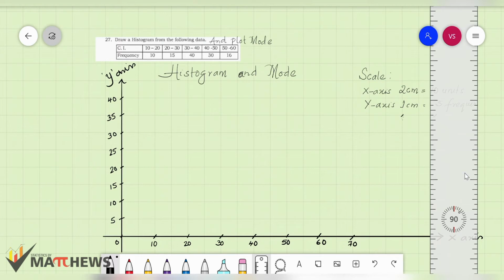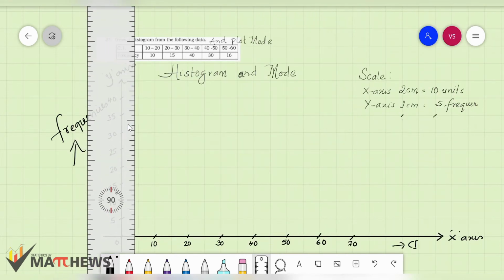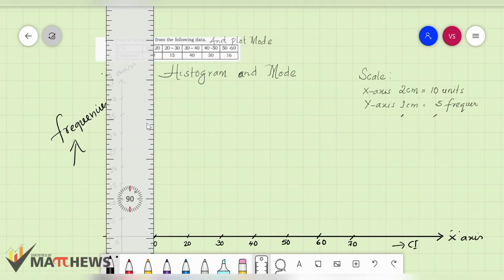Okay, on the y-axis, what is represented, students? On the y-axis, frequencies are represented. On the x-axis, what is represented? Class intervals are represented. Okay, so now let's take 10 to 20. According to that, 10 to 20 is 10.